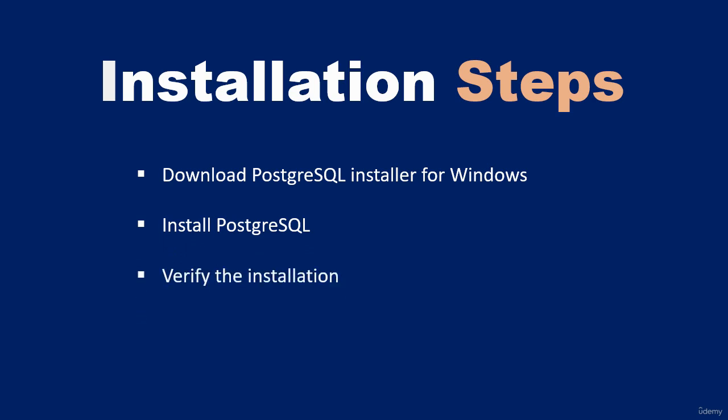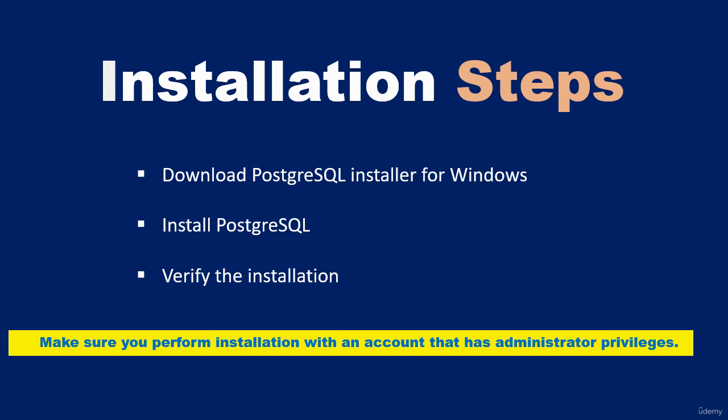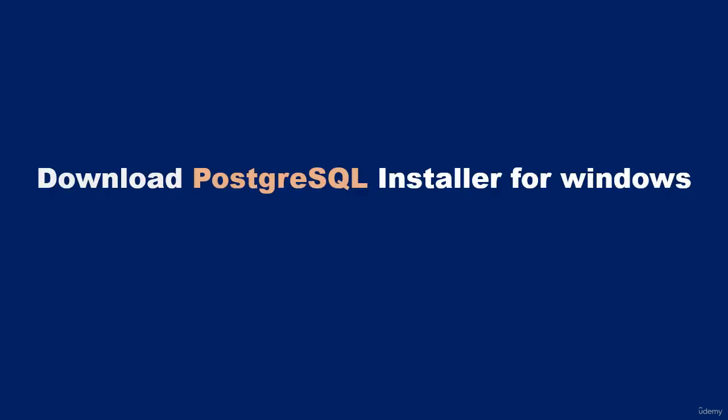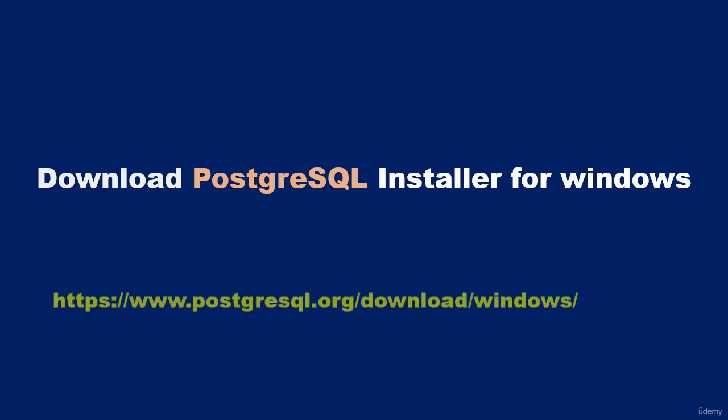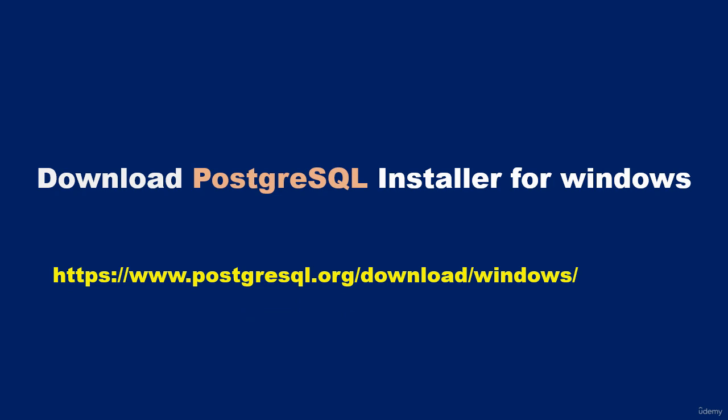If you are running Windows 8 or Windows 10, you will need to install PostgreSQL on an account that has administrative privileges. So let's begin by downloading the PostgreSQL installer for Windows, and the link is displayed on the screen. So if you head over to that link, we can begin the download of the installer.